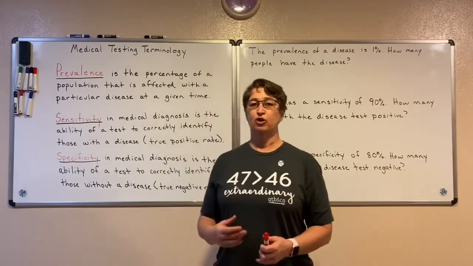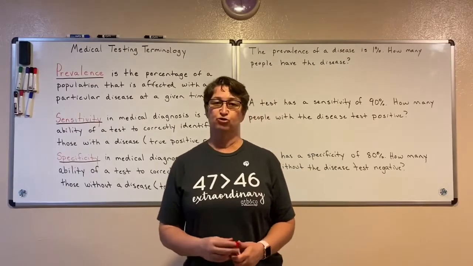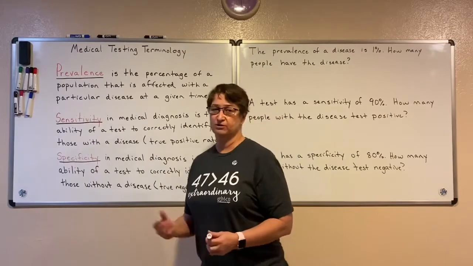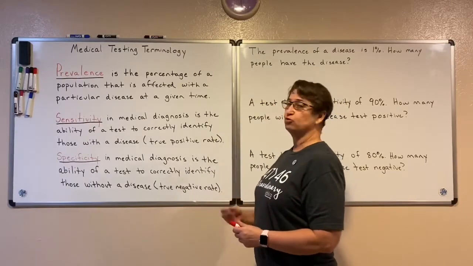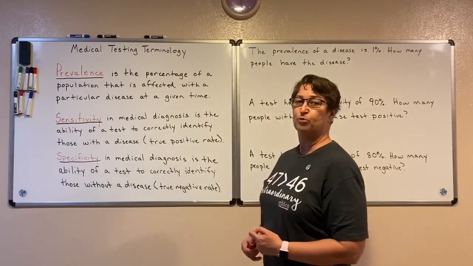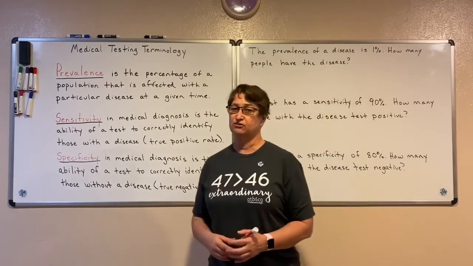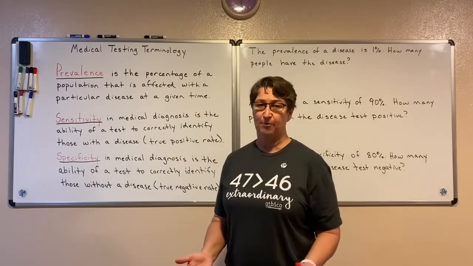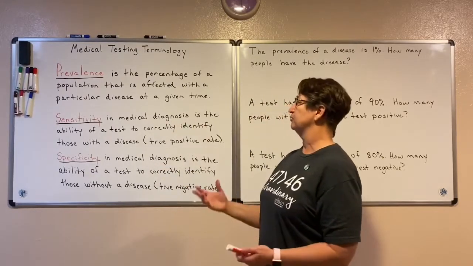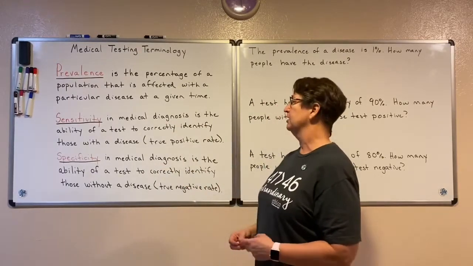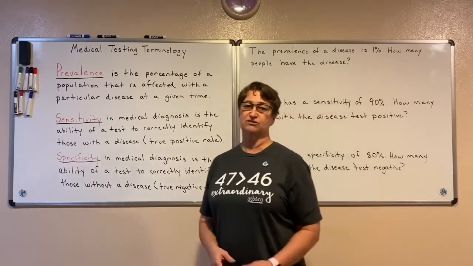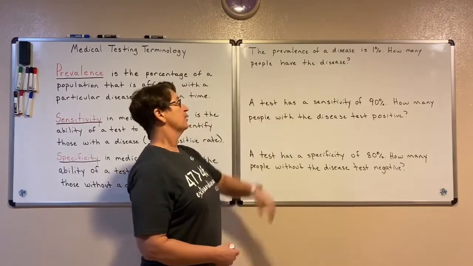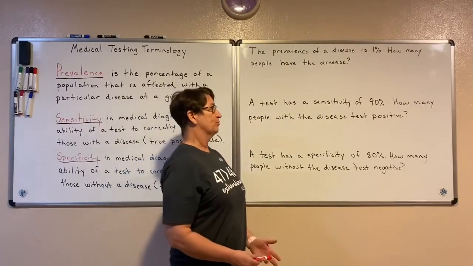So when we are talking about those tests and those results, we use certain words to help us with that. The first word we're going to look at is prevalence. Prevalence just means how often the disease shows up in the population. The prevalence is the percentage of the population that is affected with a particular disease at a particular time. So for instance, here, the prevalence of a disease is 1%.